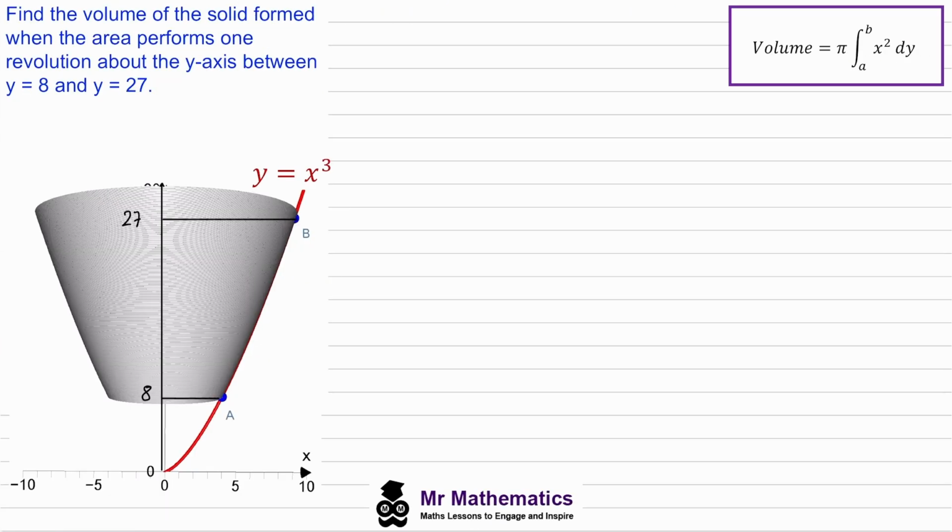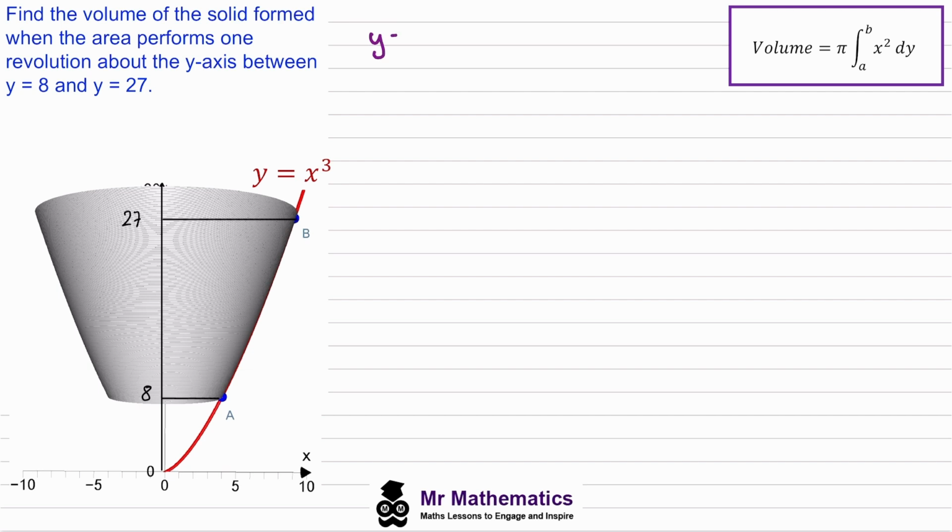And I showed you in a previous video how to find the volume of this solid of revolution using the formula pi times the integral between a and b of x squared integrated with respect to y. So for this question, we're being told that our limits are 8 and 27, and these lie along the y-axis, and that y is equal to x to the power of 3. But what we need is x squared. So we need to rearrange this equation to find x squared.